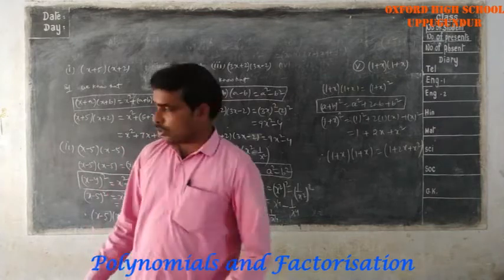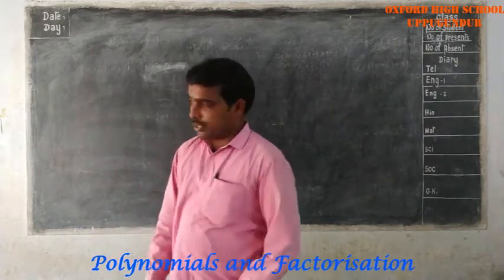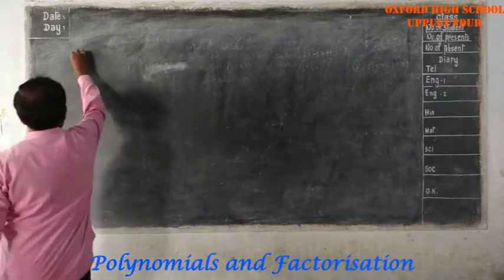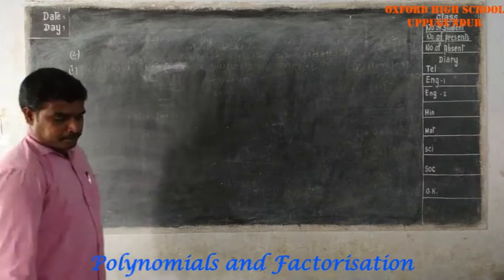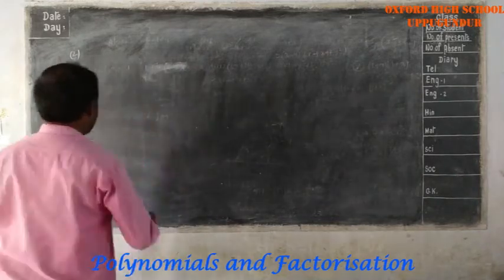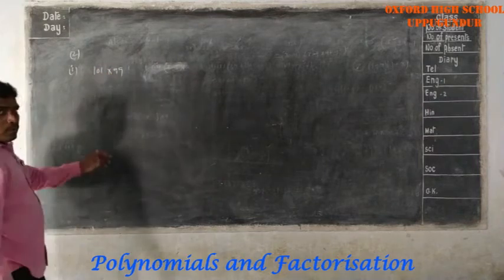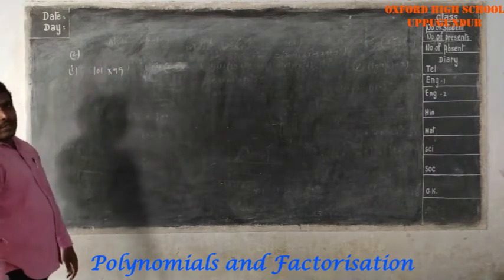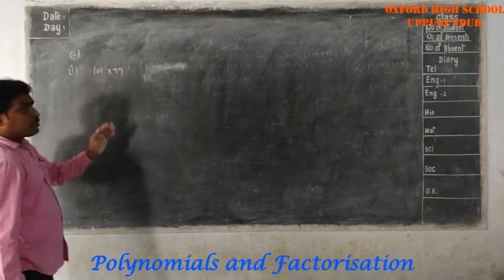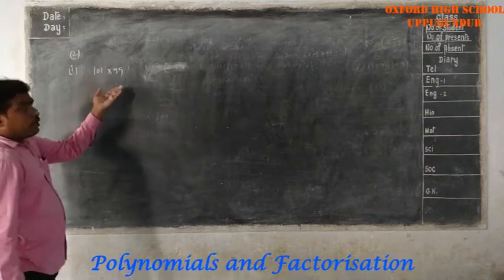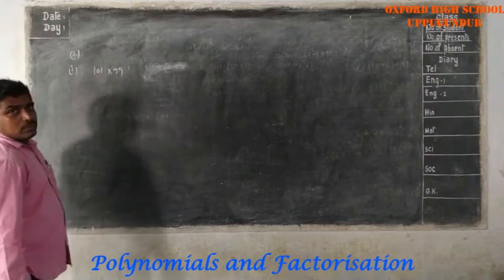Now, second one. Evaluate the following products without actual multiplication. You have to evaluate these products without actual multiplication. First one, 101 into 99. You have to simplify this value without directly multiplying, using algebraic identities to find the product of these two.